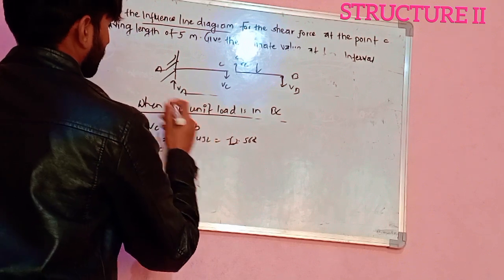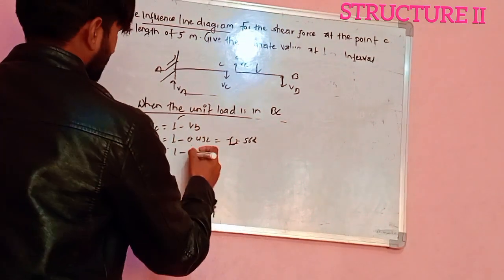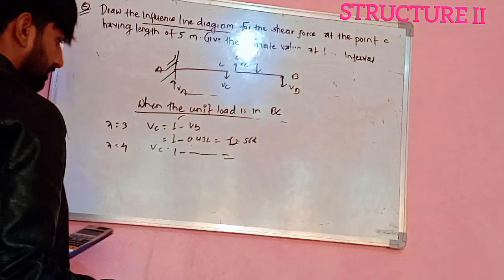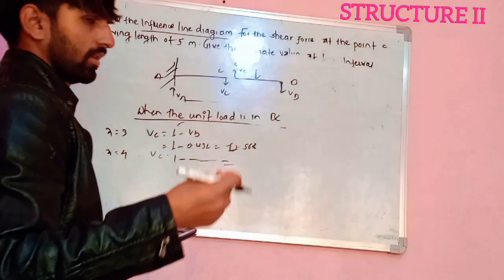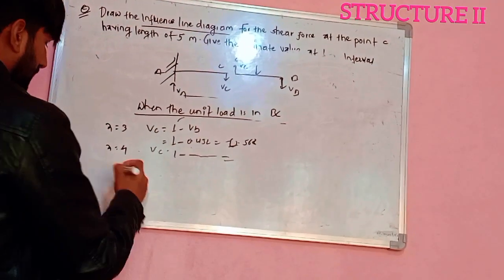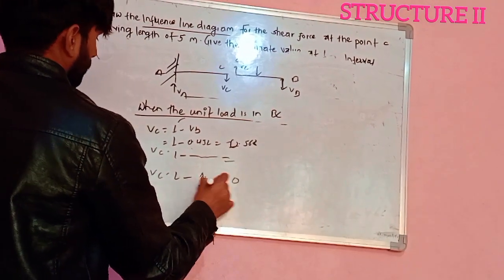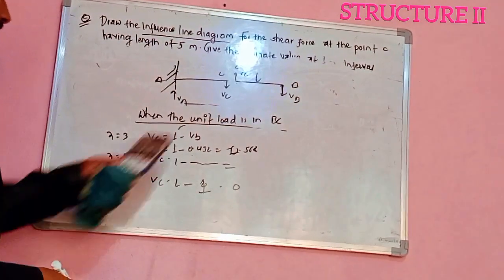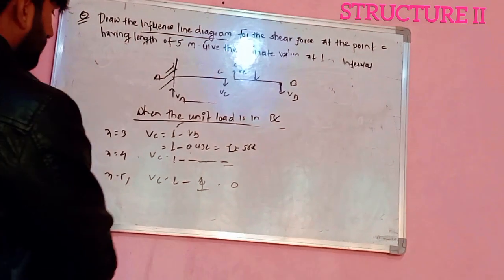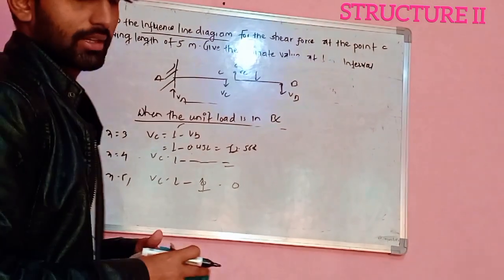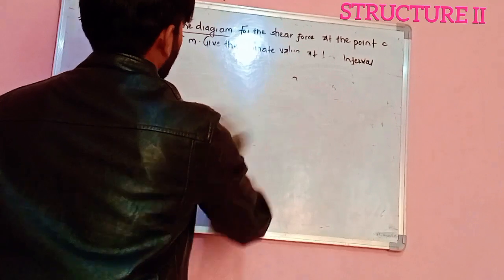When X is equal to 4, BC becomes 1 minus the value of BB at X equal to 4. I hope you have calculated all the values of BB when X is equal to 1, 2, 3, 4, and 5. Similarly, when X is equal to 5, that is exactly at point B, the ordinate will be 0. So this is how we calculate the ordinates of the ILD for the shear force at point C.